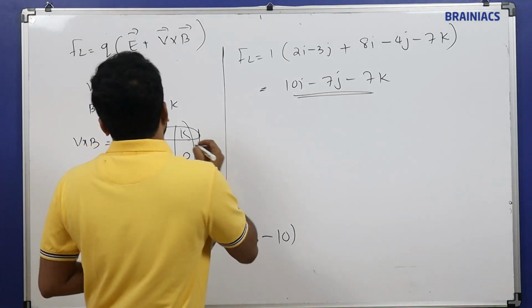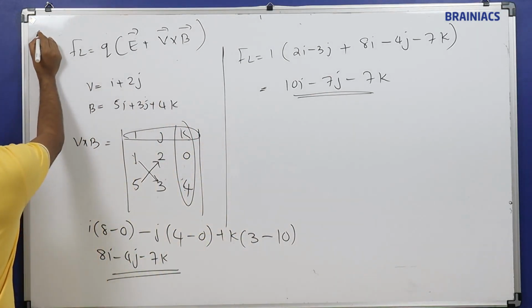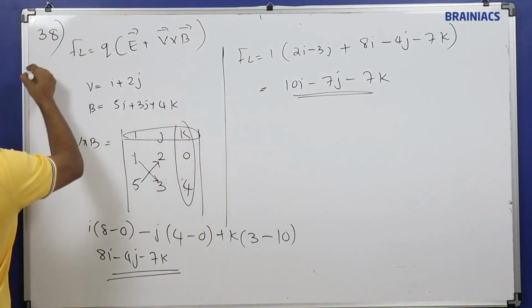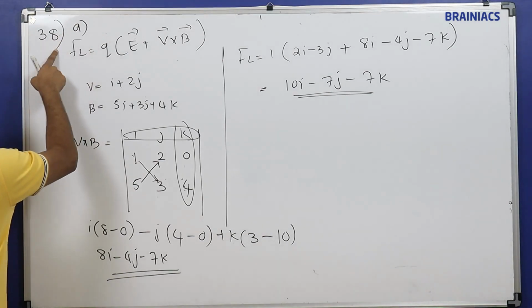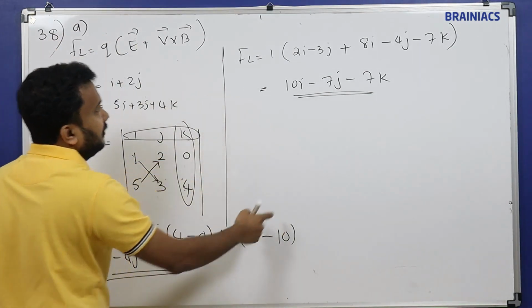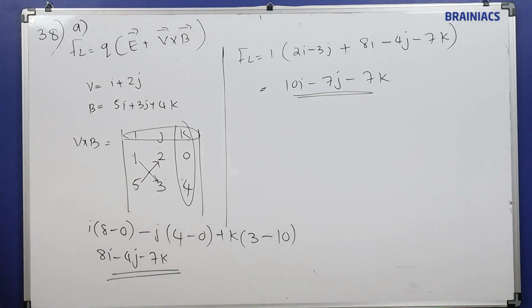So the answer is option A. Option A. This is question number 38. Answer is option A. Simplified, we got the answer. So it's a direct formula. Okay, there is a chance it's not so easy to get, but there is a chance to ask this model of questions to you.